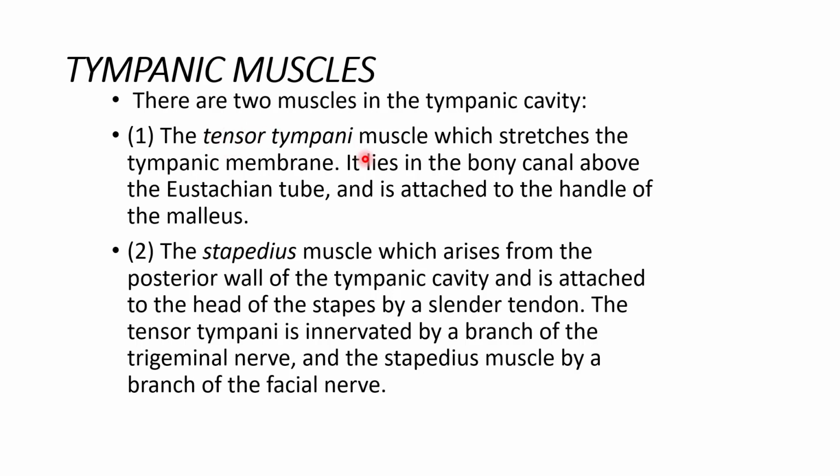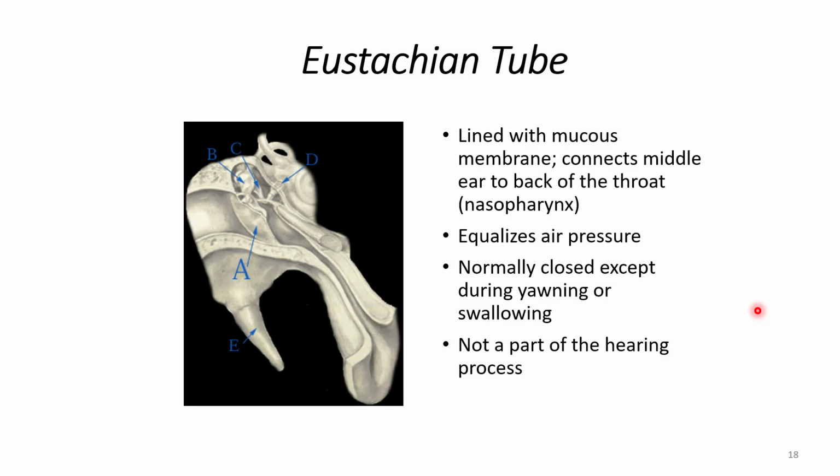Okay, and similarly the tensor tympani tenses our tympanic membrane. So both these muscles are important and they are supplied by their corresponding nerves. Now coming on to the Eustachian tube, let us just have a look.